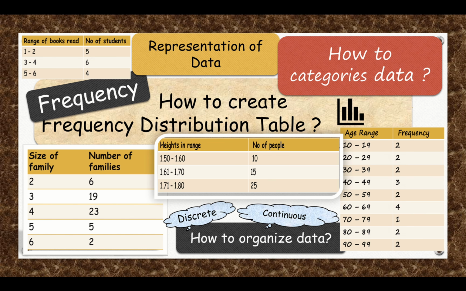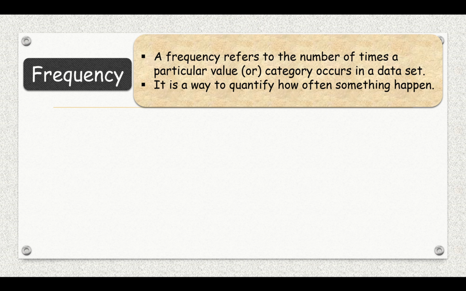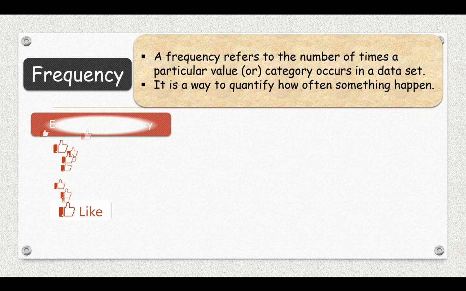We are already familiar with the word frequency. Frequency refers to the number of times a particular value or category occurs in a dataset. It is a way to quantify how often something happens. Let us see an example.